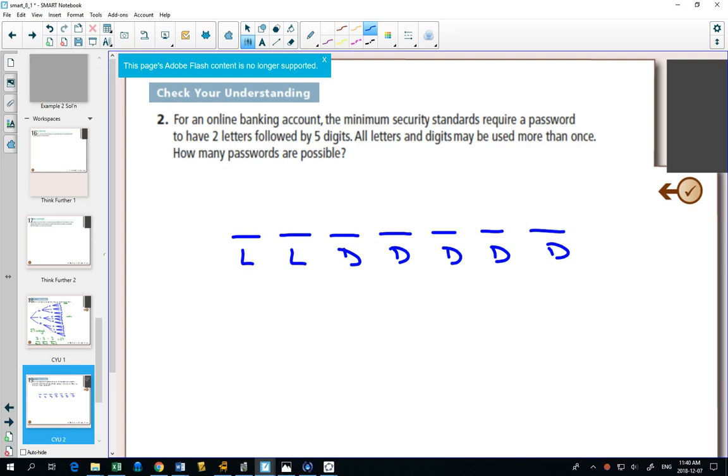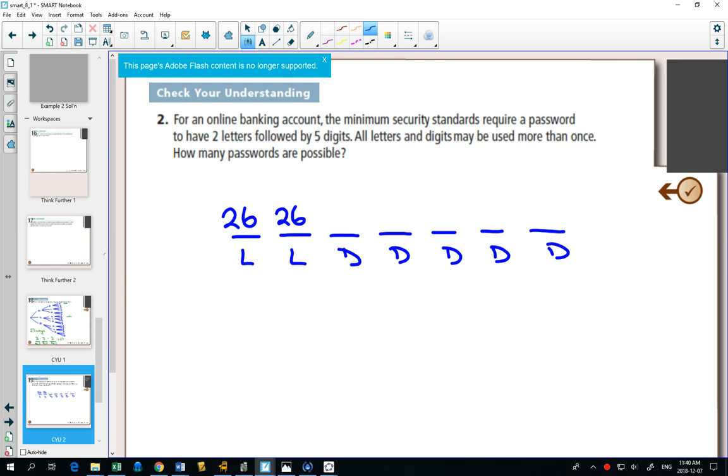Now this question asks you to have a command of the English language. How many letters are there in the alphabet? 26. So for your first letter, you have 26 choices. You can use letters more than once. So for your second decision, you have 26 choices.